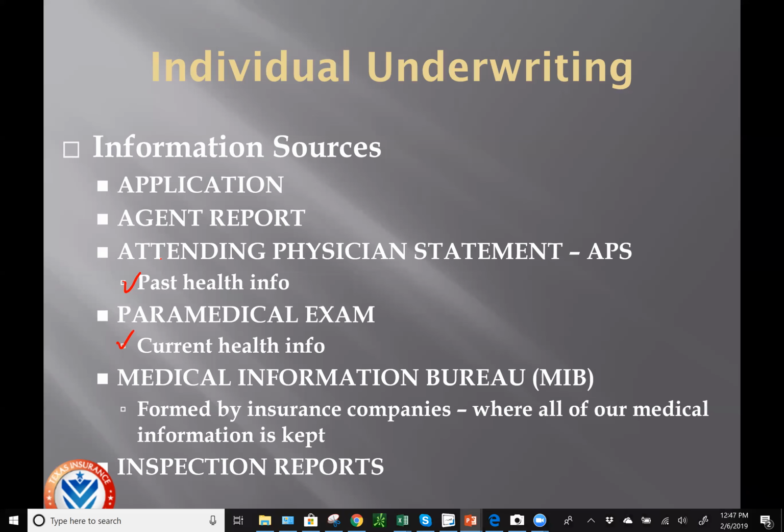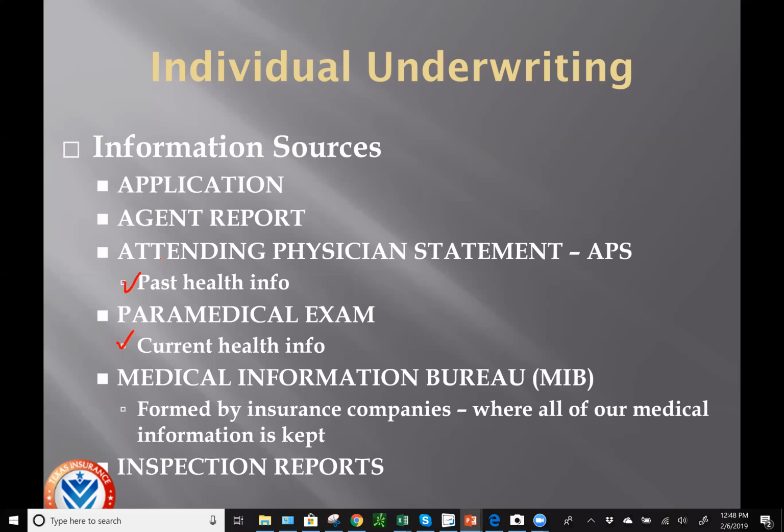Next thing they will do is order a Medical Information Bureau report, or MIB report. What you need to know is the MIB was formed by insurance companies. It is made up of insurance companies. It is a nonprofit organization. That's where all of our information is kept. Anytime we apply for insurance, our applications are kept there. And anytime we use our insurance, the information is kept at the MIB. The whole reason insurance companies would get together and form the MIB is to help prevent what, do you think?